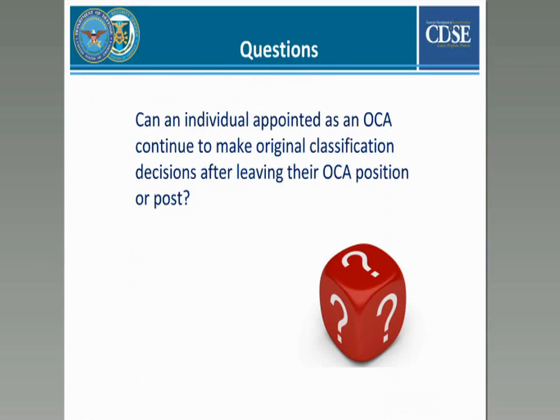Let's take a moment to address some of the questions we have received. Our first question is, can an individual appointed as an OCA continue to make original classification decisions after leaving their OCA position or post? Answer is no. Original classification authority is designated by virtue of position, although we do mention individuals. The DoD Manual 5200.01, Volume 1, Enclosure 4, which is in our file sharing box, cites this requirement.